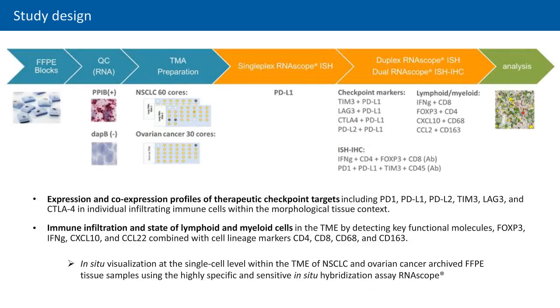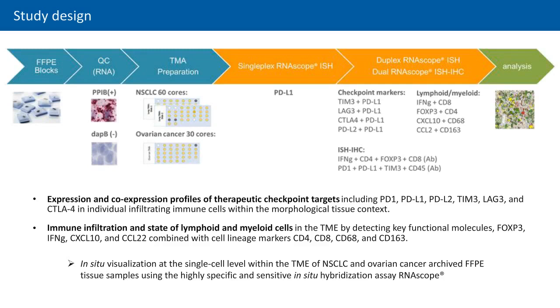Here is a schematic of the design of our proof of concept study. So in blue, you can see the processes preceding the RNAscope assays. First, FFPE tissue blocks are generated and undergo quality control by testing our negative and positive control probe as discussed in the RNAscope technology section. After screening for RNA quality, tissue microarrays are created for both non-small cell lung cancer and ovarian cancer. In orange, you can see the different RNAscope assays that were run.